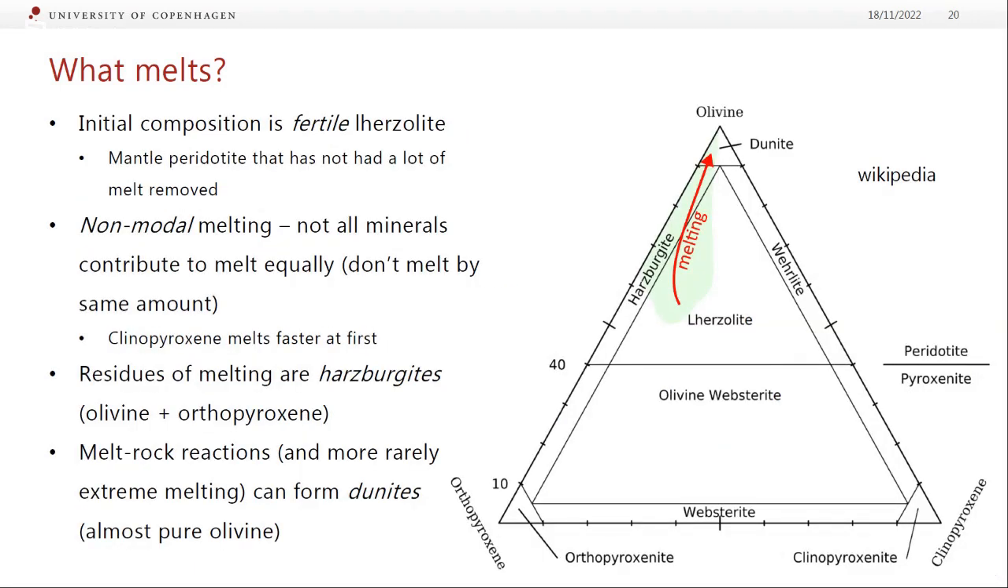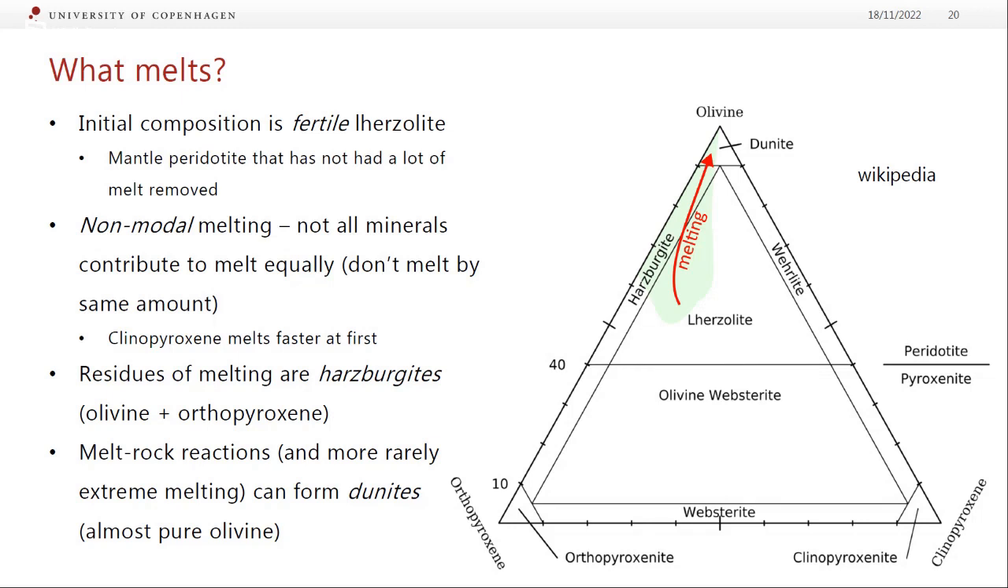Okay. So the starting composition before we melt stuff in a mid-ocean ridge is pretty much fertile lherzolite. And when we say fertile, we just mean that it's not been melted a lot. So when they say fertile, it's fertile for producing melt. It's basically not been melted, so it's easy to melt.